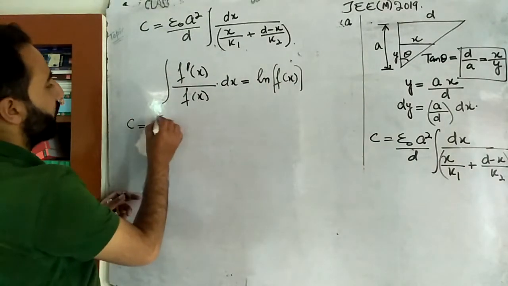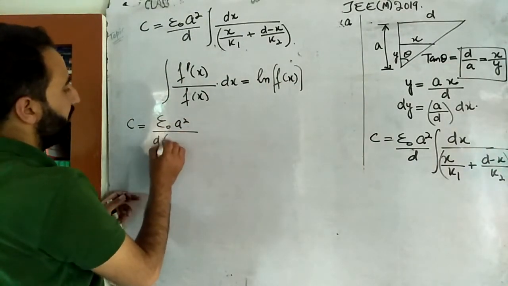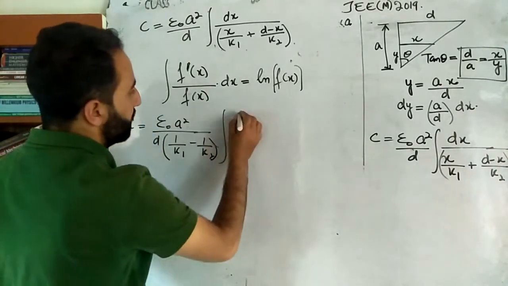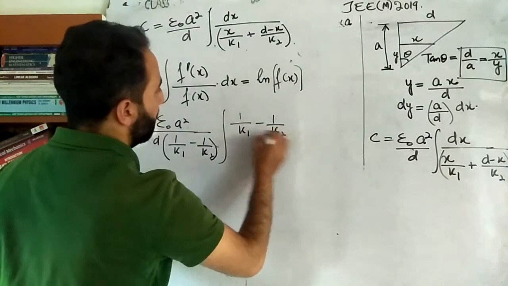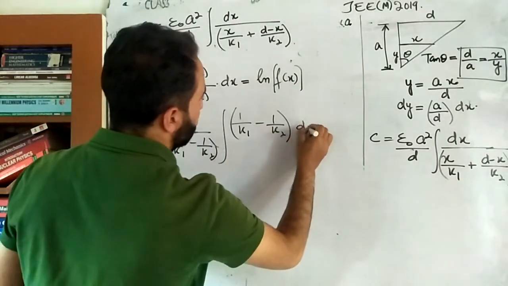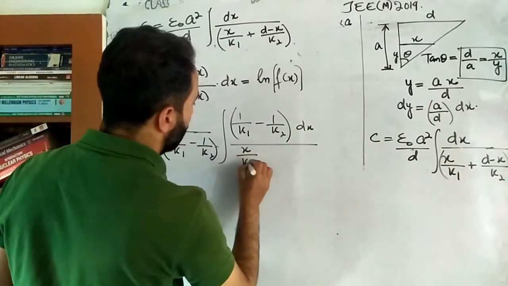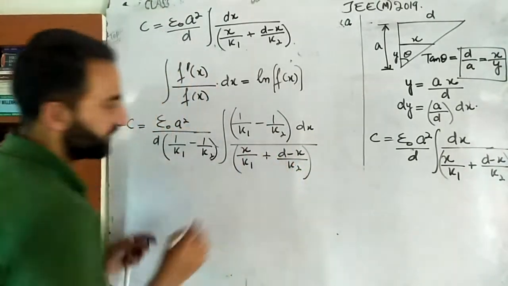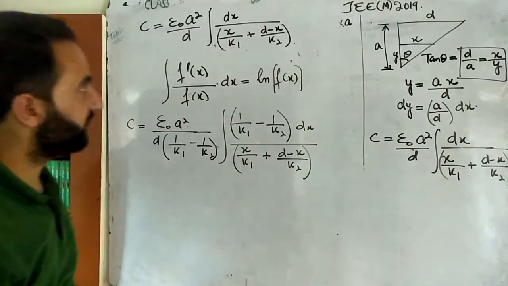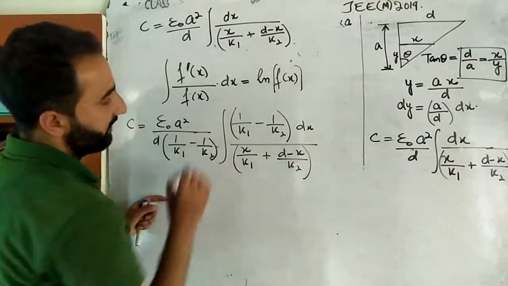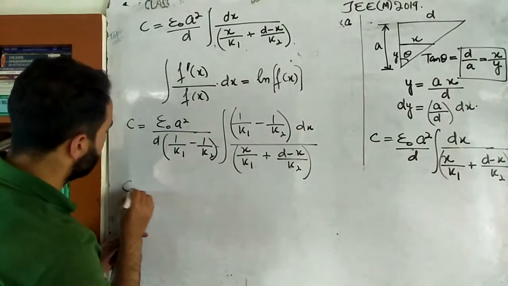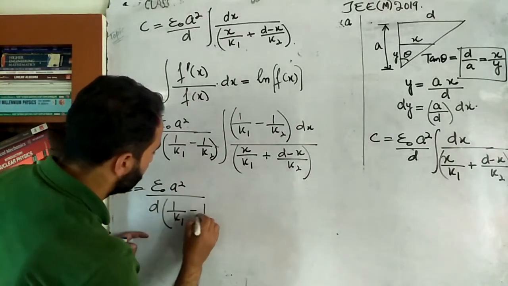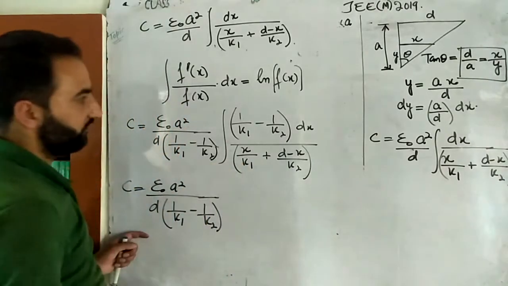So I will write c is equal to epsilon naught multiplied by a square divided by d, and here I will write 1 by k1 minus 1 by k2, and here the integration of 1 by k1 minus 1 divided by k2 with respect to x, divided by x by k1 plus d minus x divided by k2. So this is a function, and this is its differentiation. That means we will use this equation. So c will be equal to epsilon naught multiplied by a square divided by d into 1 by k1 minus 1 by k2. Then the integration of this will simply be ln of the function.